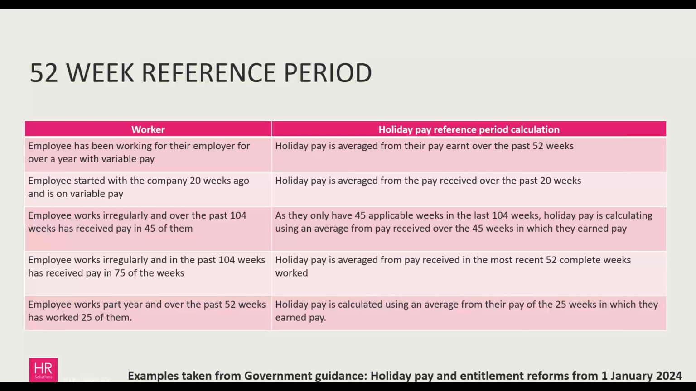Employees that work irregularly in the past 104 weeks but have received pay in 75 of the weeks, then you average it out, but only the most recent 52, because as I said, it's a 52-week window you're looking at. And then employees who work part year and over the 52 weeks have worked 25 of them. Holiday pay is calculated using an average from their pay of the 25 weeks in which they've earned pay.